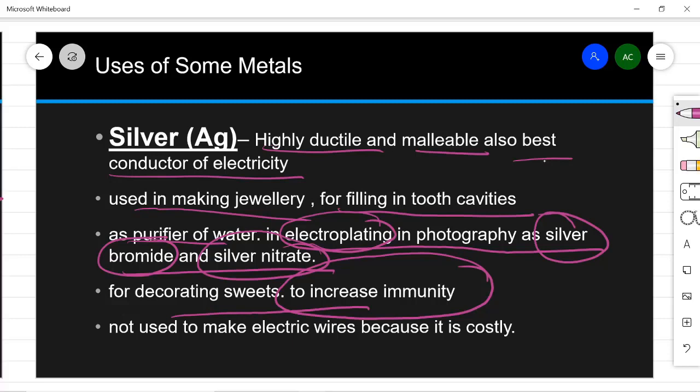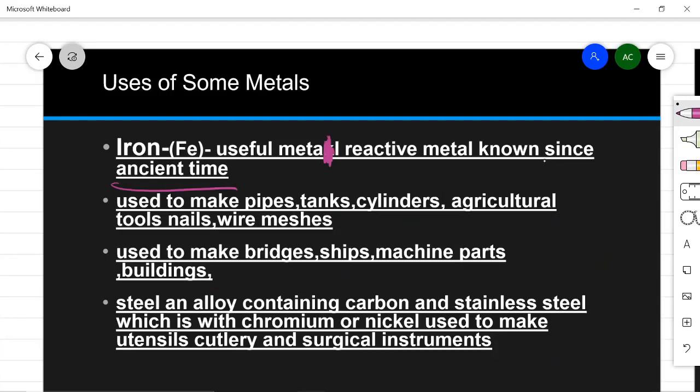And then silver is not used in making electrical wires because it is costly, although it is the best conductor of electricity. It conducts electricity the best, but we cannot make wires of it, it is costly. The metal is very reactive also and it is known to man since ancient times. And it is used in making pipes, tanks, cylinders, agricultural tools, nails, wire meshes, etc. It is used to make bridges, ships, machine parts and buildings.